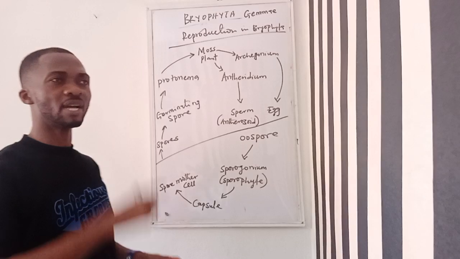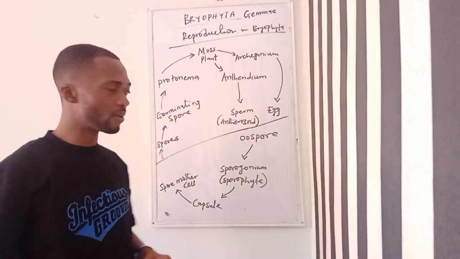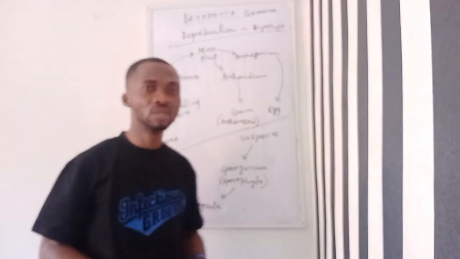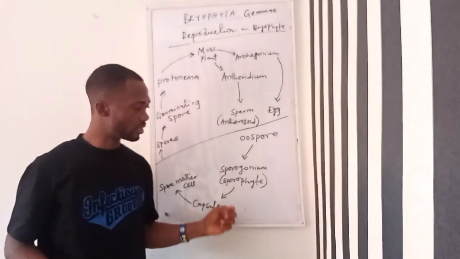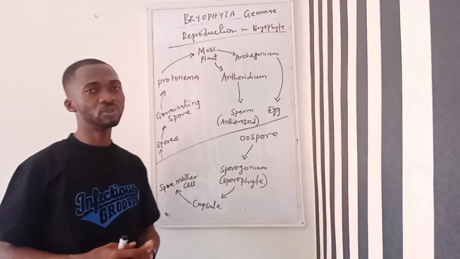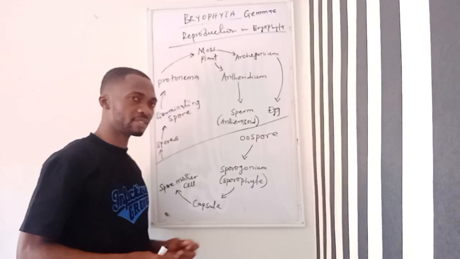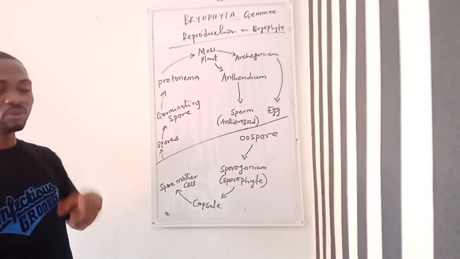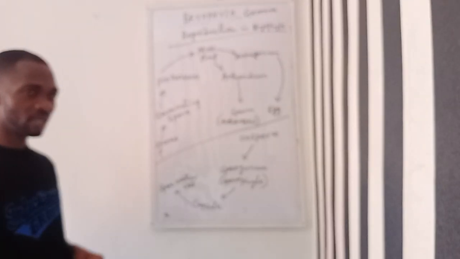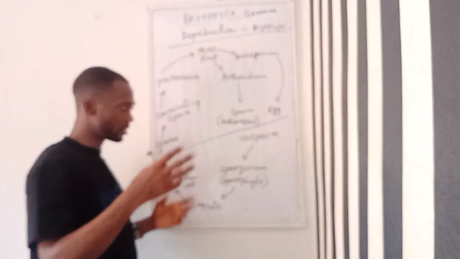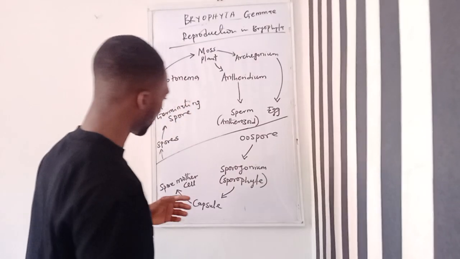The zygote immediately has a wall that covers it, and once it's covered by that wall, that zygote is now called the oospore. From the oospore, it develops into the sporogonium, which is also called a sporophyte, and the sporophyte is now growing on top of the gametophyte, bearing the capsule. I will still draw the sporophytes and the gametophytes. You see what it looks like bearing the capsule.